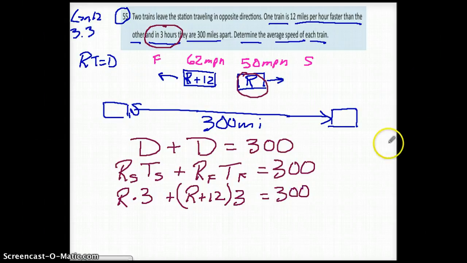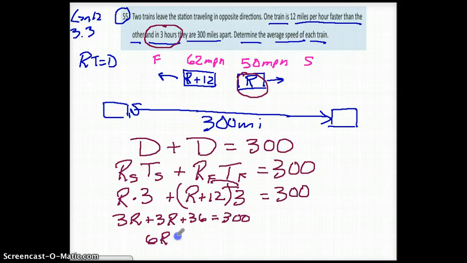Okay, now notice I have a linear equation of one unknown. I could clean this up a little bit and say 3R, plus we're going to distribute this 3, so that's going to be 3R plus 36 is equal to 300. And of course now we have 6R plus 36 is equal to 300. Now we're going to subtract 36 from both sides. Just move it over here. 6R is equal to, what would that be? Well, it would be 264. Check my math on that.